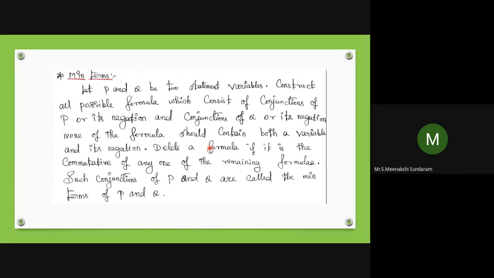How conjunction? Suppose two inputs P and Q, only two variables. There are four inputs: true, true, false, false, true, false, true, false. So the output: first line true, true, P conjunction Q. Second term true, false, P conjunction negation Q. If it is false, you can write negation. False, true: negation P conjunction Q. False, false: negation P conjunction negation Q. This is the min terms.